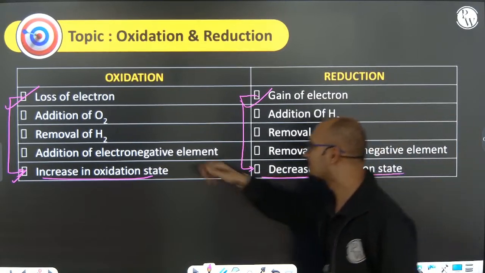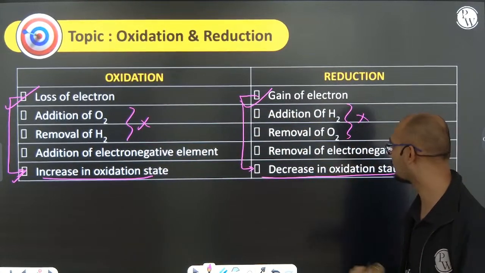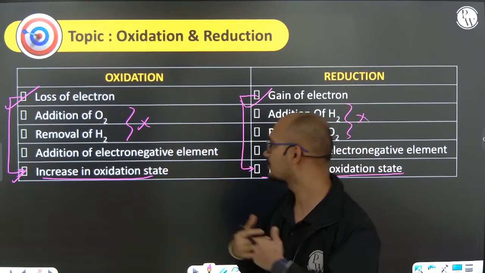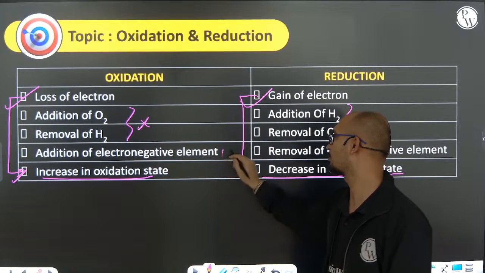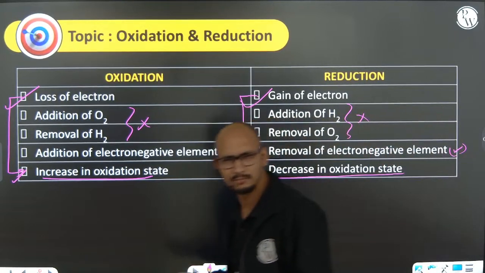So please, addition of oxygen or removal of hydrogen, or addition of hydrogen or removal of oxygen, these cannot be generalized. Always remember. Next, addition of electronegative element, for sure it is correct. Removal of electronegative element is reduction. Keep that in mind, that's it, right?